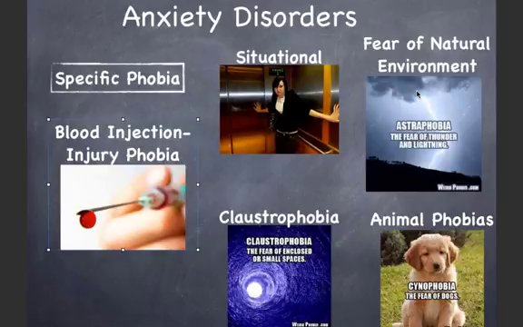Phobic items can include, and this is ordered by frequency of occurrence, situational phobias like elevators, airplanes, enclosed spaces, tunnels, fear of natural environment, storms or water, animal phobias, either fear of snakes, dogs, insects, mice, blood injection injury phobia, which is a fear of seeing blood or receiving an injection, and then, of course, claustrophobia, closed spaces, and acrophobia, heights, are the most frequently treated by therapists.